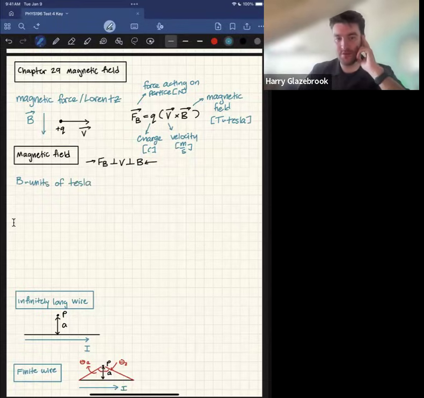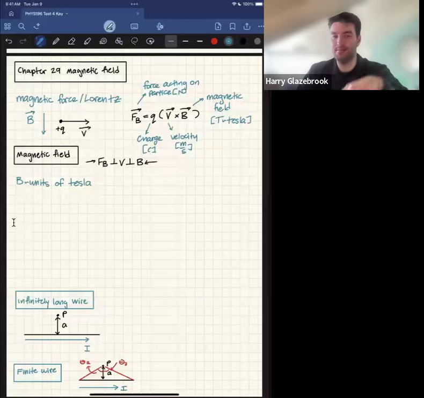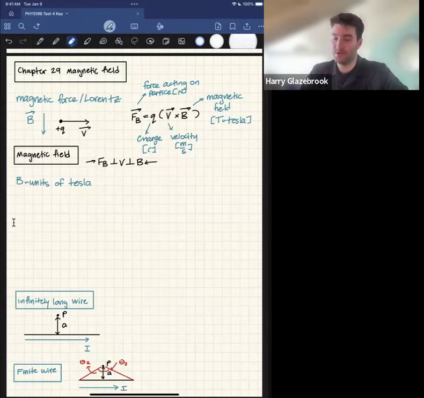Now, there's a very specific way of finding the magnetic field due to a moving point charge. The Lorentz force is the magnetic force acting on a particle that's in a magnetic field. When a particle is moving, however, it actually creates its own magnetic field. And if you want to find that, you use what's called the Biot-Savart law.